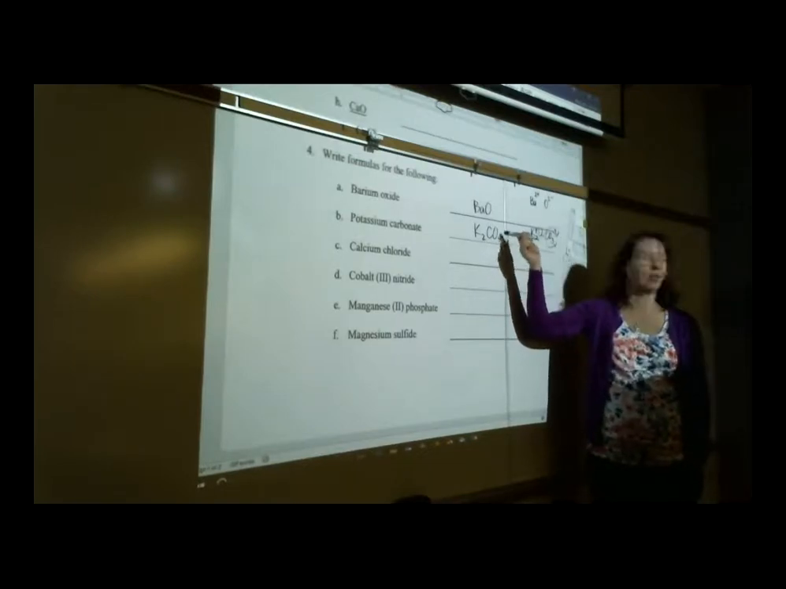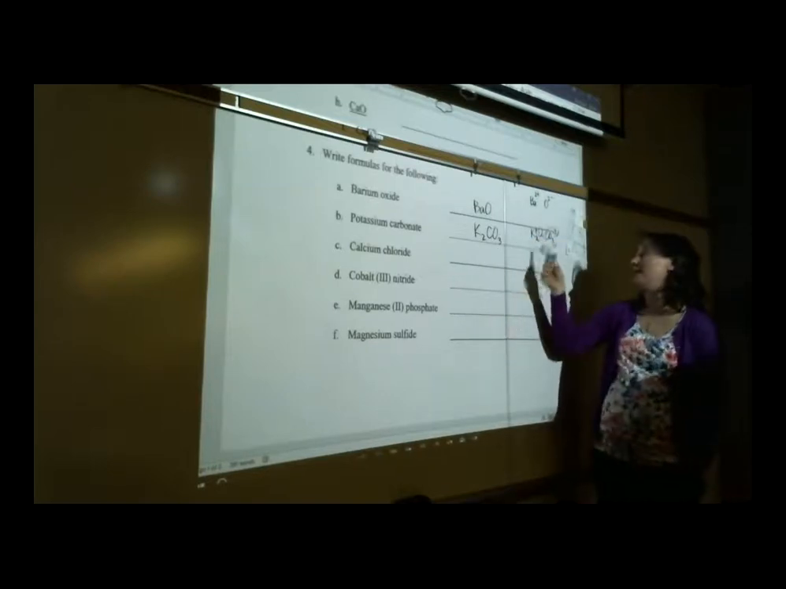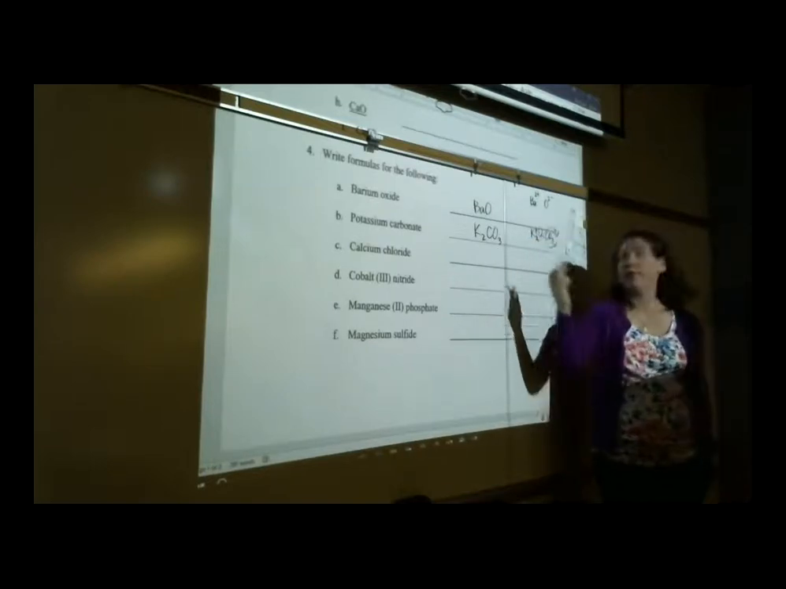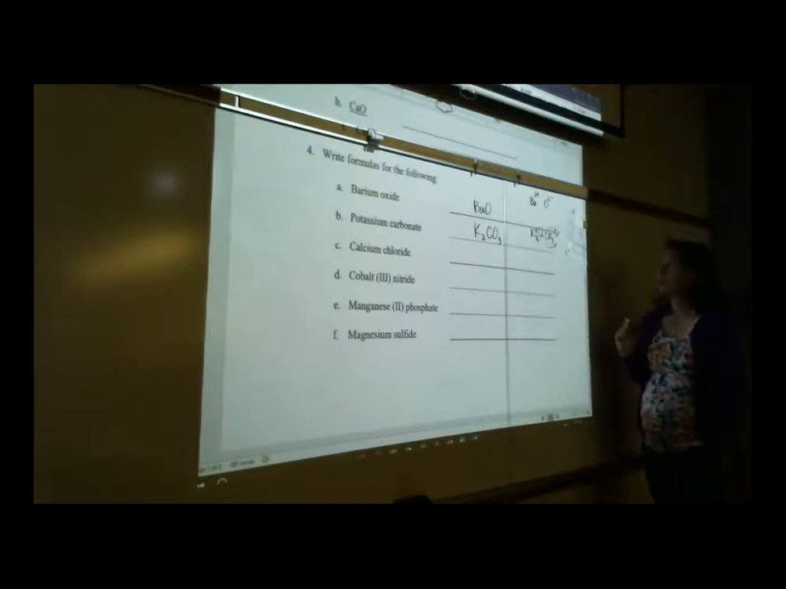Do we agree? Now remember, when you're writing formulas, I see this a lot, especially with polyatomic ions: does your final answer include any charges? No, never, ever, ever. Because when the positives and the negatives cancel each other out, there's no net charge. It's always neutral.